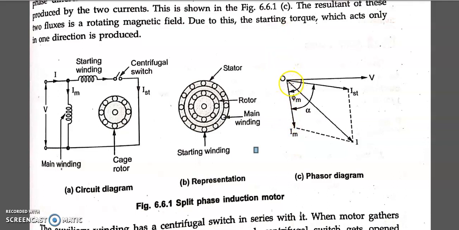It rotates only when we have the auxiliary winding, and the resultant of both fluxes creates one more resultant flux, the main flux phi. This flux will rotate either clockwise in space or anti-clockwise in space, depending upon the connections of the starting winding and the main winding. So you understood how the motor runs. This is the split phase induction motor.